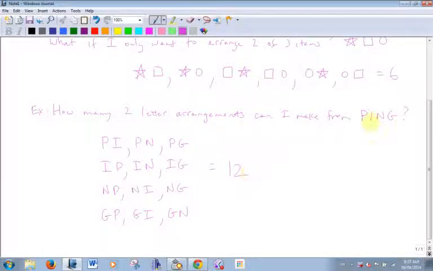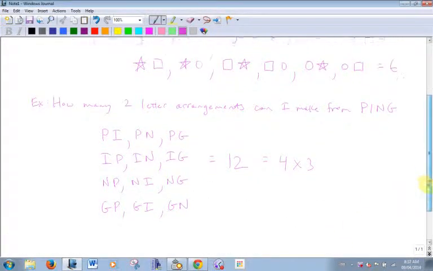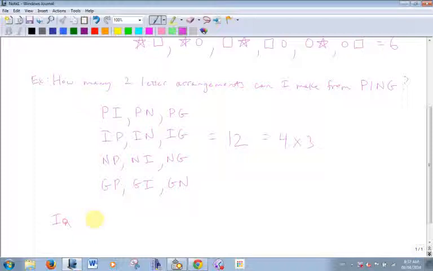12, right? So again, like I said, I had 4 choices for my first letter, and I had 3 choices for my second. Okay? And that's it. I didn't choose a third. I can only have 2 letter arrangements. So 4 times 3 is 12. Okay, there's a little formula for this. Anyone see what it might be? Like, I want factorial notation here for 12, but how do I do it?